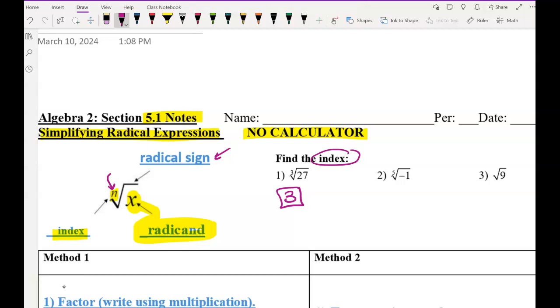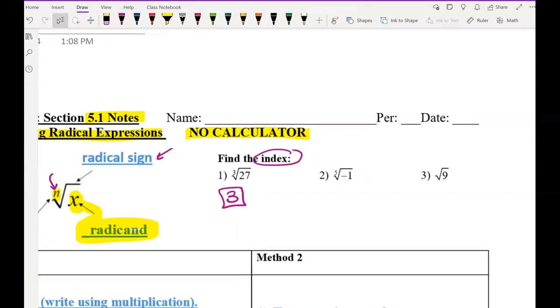Remember, on 3, if you don't see an index, that's something very common that we have done pretty much all your life in math, and that's going to be an index of 2, a square root. Okay, so take a minute, or actually a couple seconds, to write the index for 2.